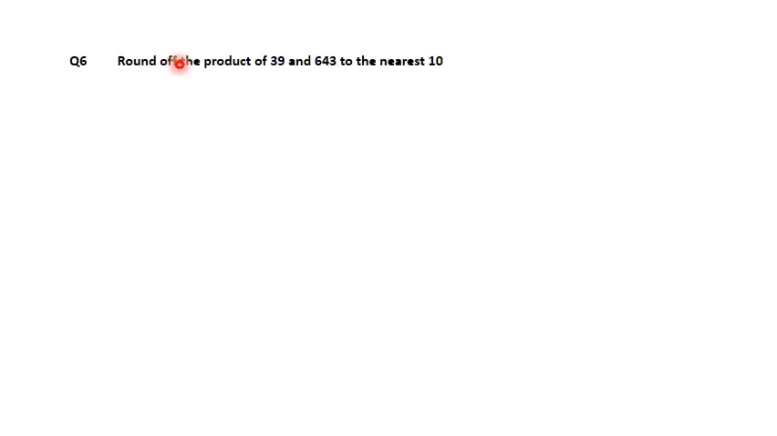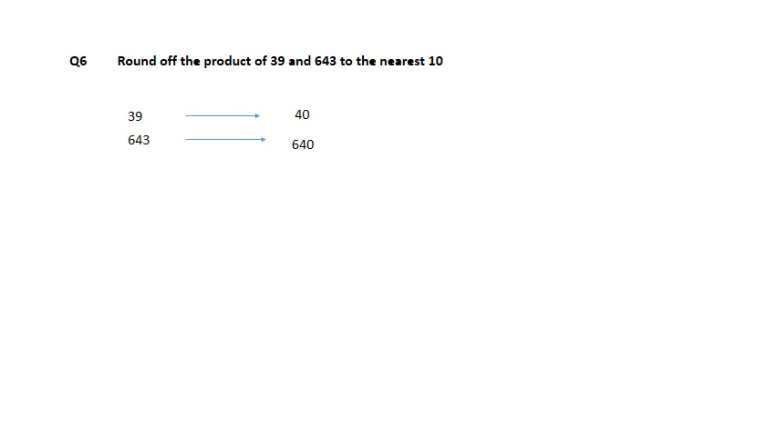Question number 6. Round off the product of 39 and 643 to the nearest 10. First we'll write down the number 39, then 643. We'll round off 39 to the nearest 10. So what will be the answer? Come on students, tell me. 39 will become, yes, 40. Very good. And this 643, see, this is the tens place. The ones place is less than 5, so 4 will remain as it is and this will become 0. So the answer will be 640.